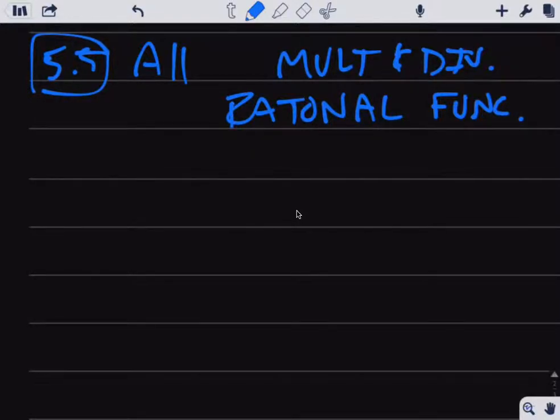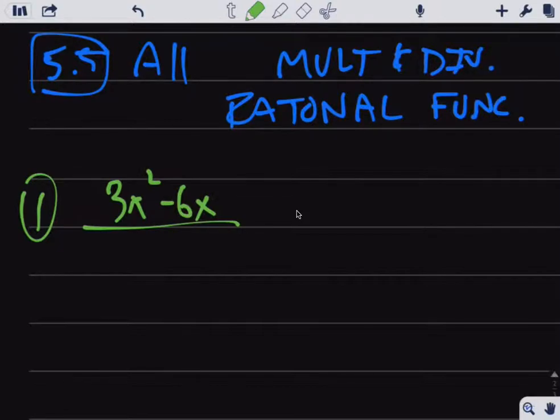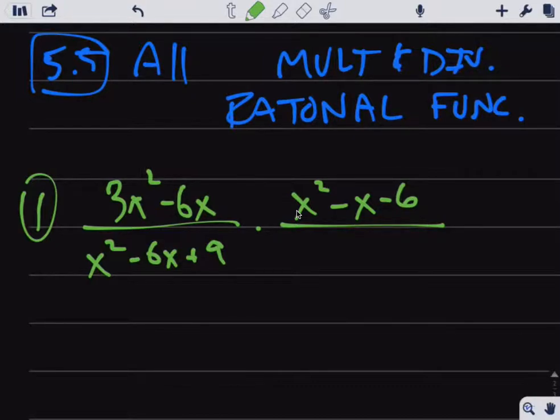Our first example here is 3x squared minus 6x over x squared minus 6x plus 9, times x squared minus x minus 6 over x squared minus 4. We factor. Everything we do is going to revolve around factoring. This first one has a GCF. The GCF is 3x, so I'll pull the 3x out. I'm left with an x minus 2.